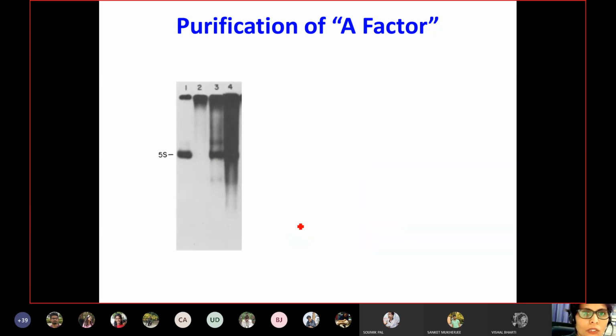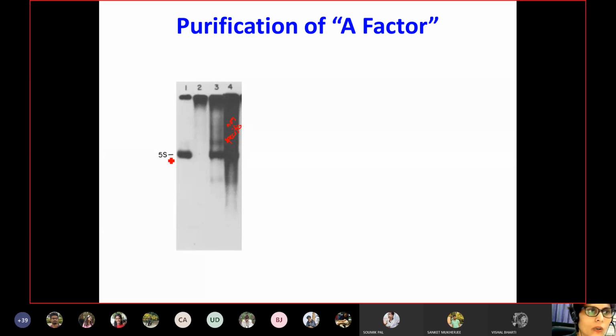And after that, you see a complete black picture as you can see here. You can imagine there is a 5S RNA transcript here. But what is happening after the addition of exogenous RNA polymerase 3 is that it results in the appearance of non-specific bands. So that means a lot of unspecific transcription actually starts by the addition of RNA polymerase 3.